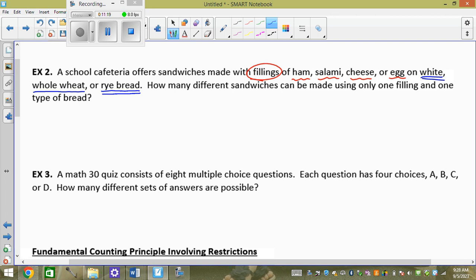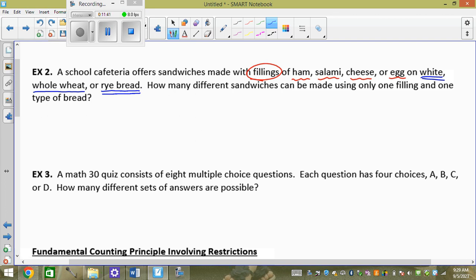Now, how do we know if this is a fundamental counting principle? Well, we have parts. We have fillings and we have bread, correct? But what's the only way I can use the fundamental counting principle? One from each category. I can take one filling and one bread. So if I'm allowed to have two fillings, no longer can I do fundamental counting principle. I'm actually have to use combinations, which is way down the list of lessons for doing. So here we have to keep reading.